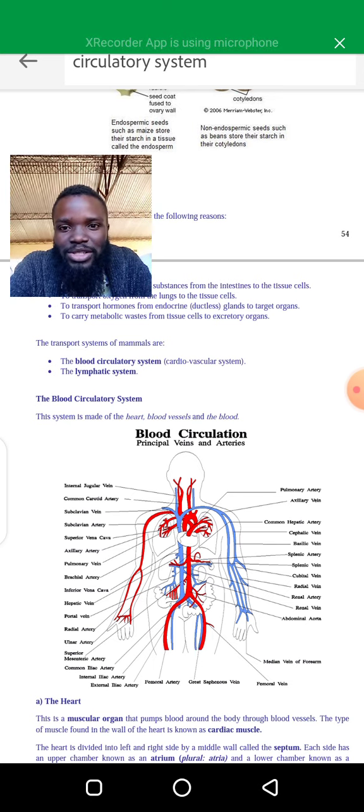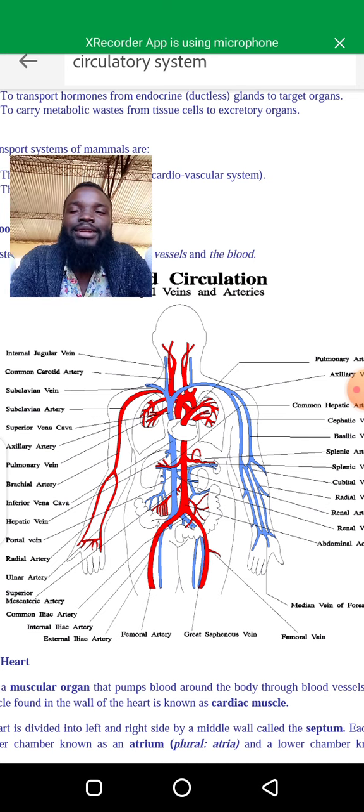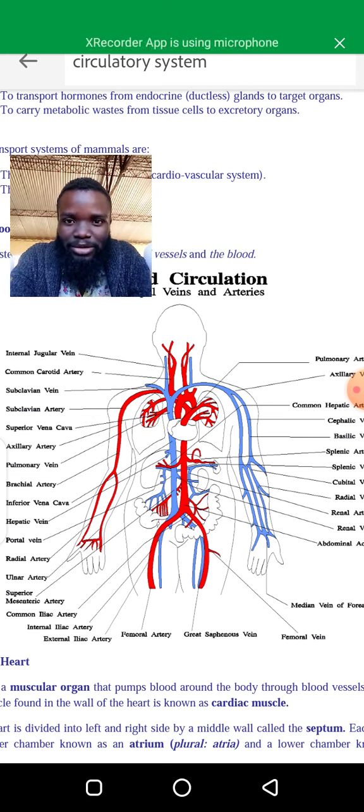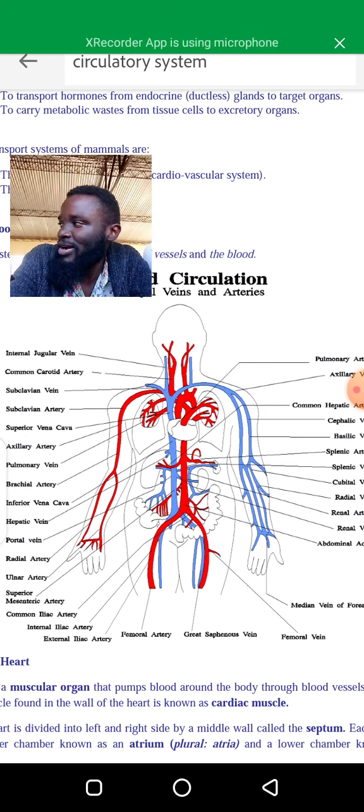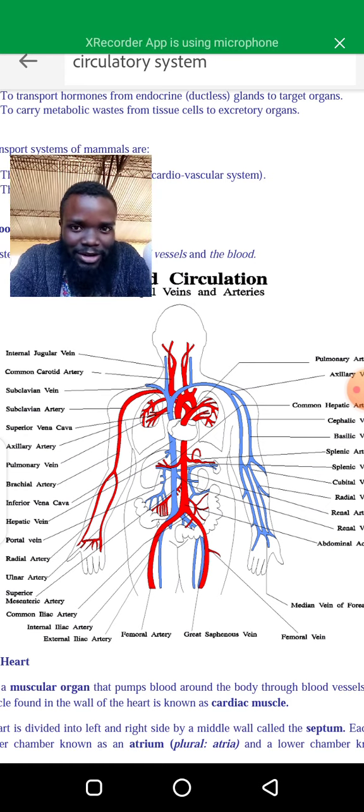Okay, so to start with, when you look at this picture that we have here, this is the principle of veins and arteries that are found in our bodies. For example, do you know that they are the veins that take deoxygenated blood to the heart? We have what we call the superior vena cava. Remember the superior vena cava? Yes. Remember it, right? Yes.